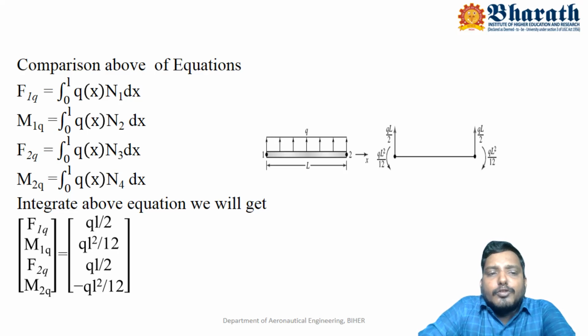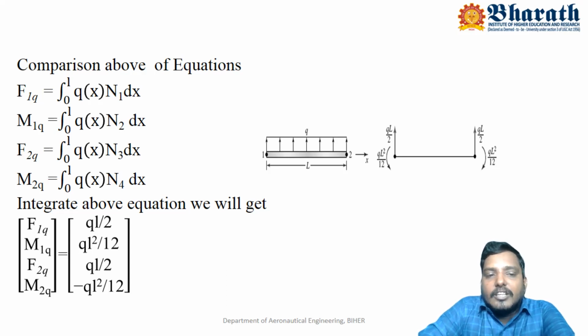If you want the distributed moment, then M1q is equal to the integral from 0 to L, where q is constant for a uniformly distributed load only. Therefore, we take it outside of the integration, then integrate the N2 function with respect to x, and we get M1q equal to qL square by 12. That means it will produce an anti-clockwise moment at nodal location 1. Here we are assuming the anti-clockwise moment is positive, as well as the upward force is positive. If we consider F2q, in the same way it is the integral from 0 to L of q of x times N3 dx. If it is a uniformly distributed load, then q is constant, so we take it outside of the integration.